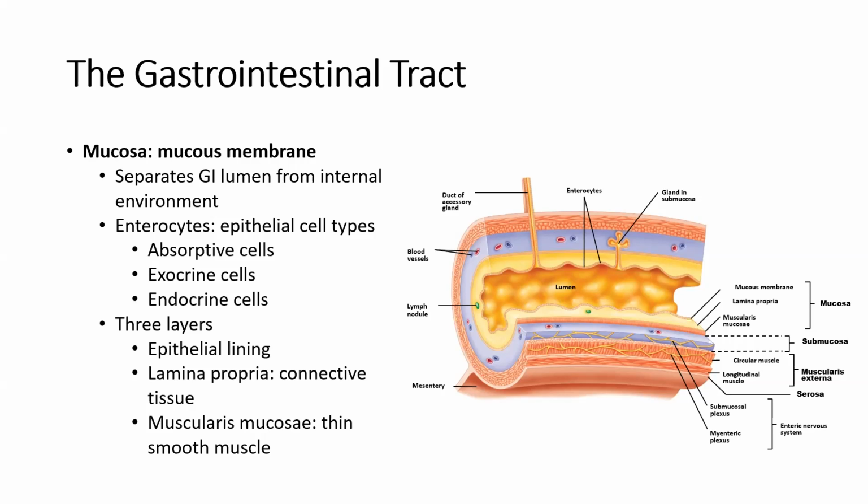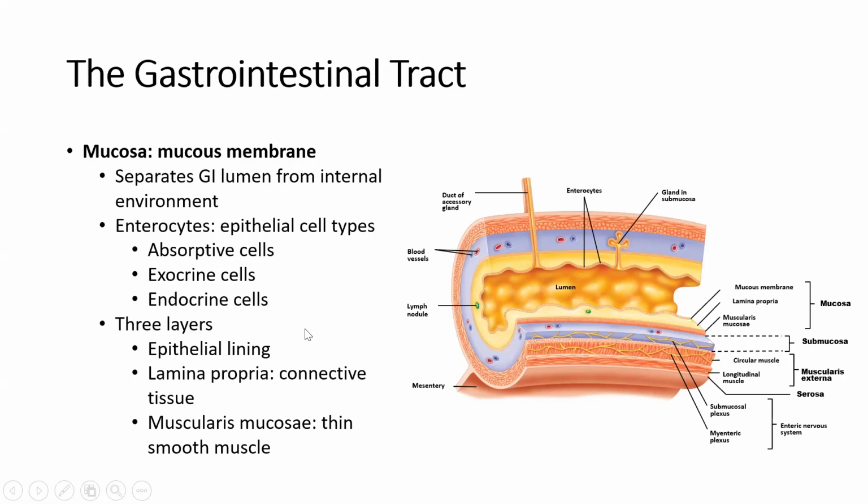There are different types of cells that have different functions. We've got cells that are in charge of absorbing. These are absorptive cells. We've got exocrine cells, which secrete usually glandular secretions or digestive juices. We've got endocrine cells that are secreting hormones that are all a part of the enterocyte or that lining epithelium.